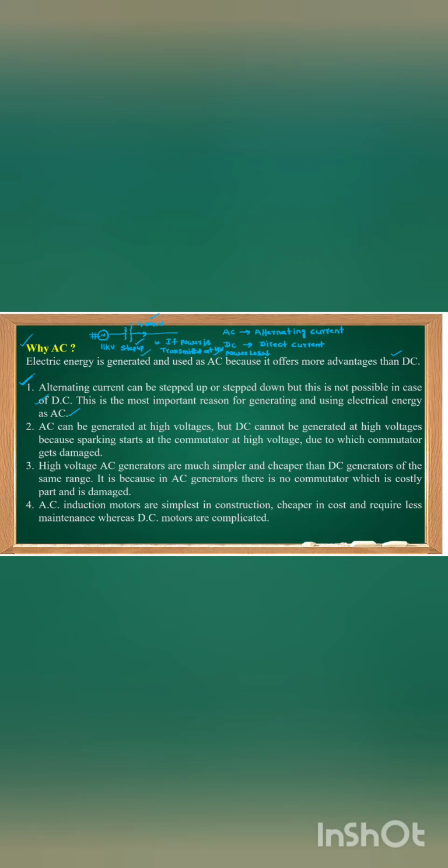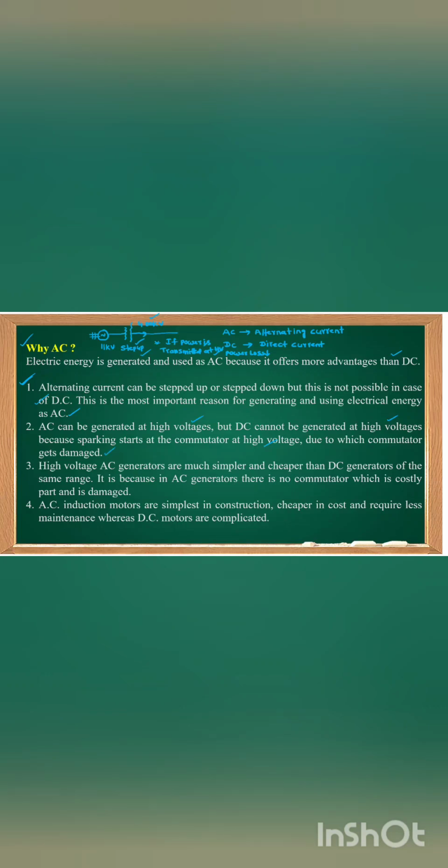AC can be generated at high voltages, but DC cannot be generated at high voltages. Why can DC not be generated at high voltages? Because sparking starts at the commutator at high voltage, due to which the commutator gets damaged.